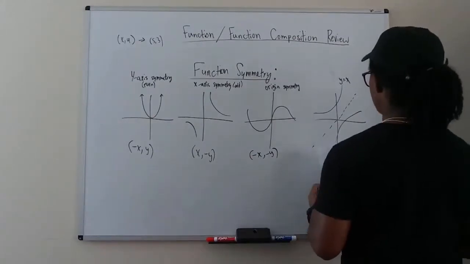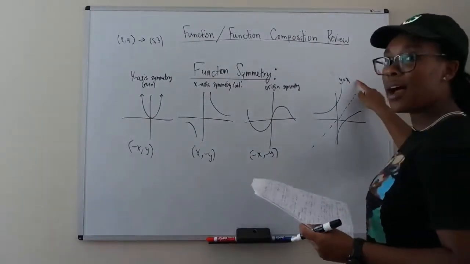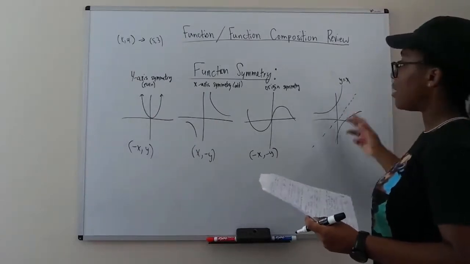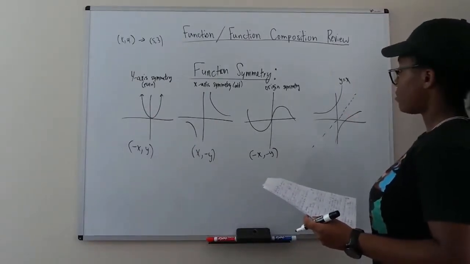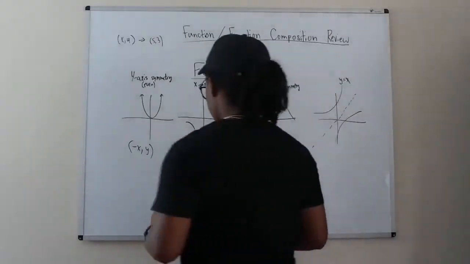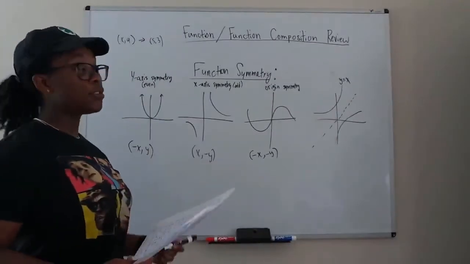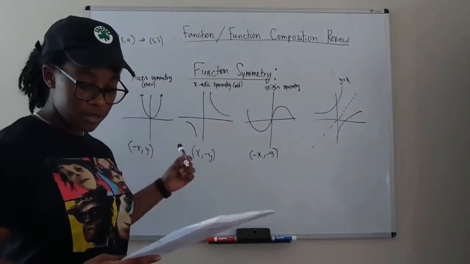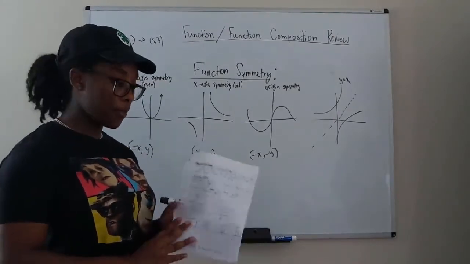And then for y equals x, or any sort of line, you should just plug in that value for your ordered pairs. So the steps for finding function symmetry without a graph are to substitute and then simplify.